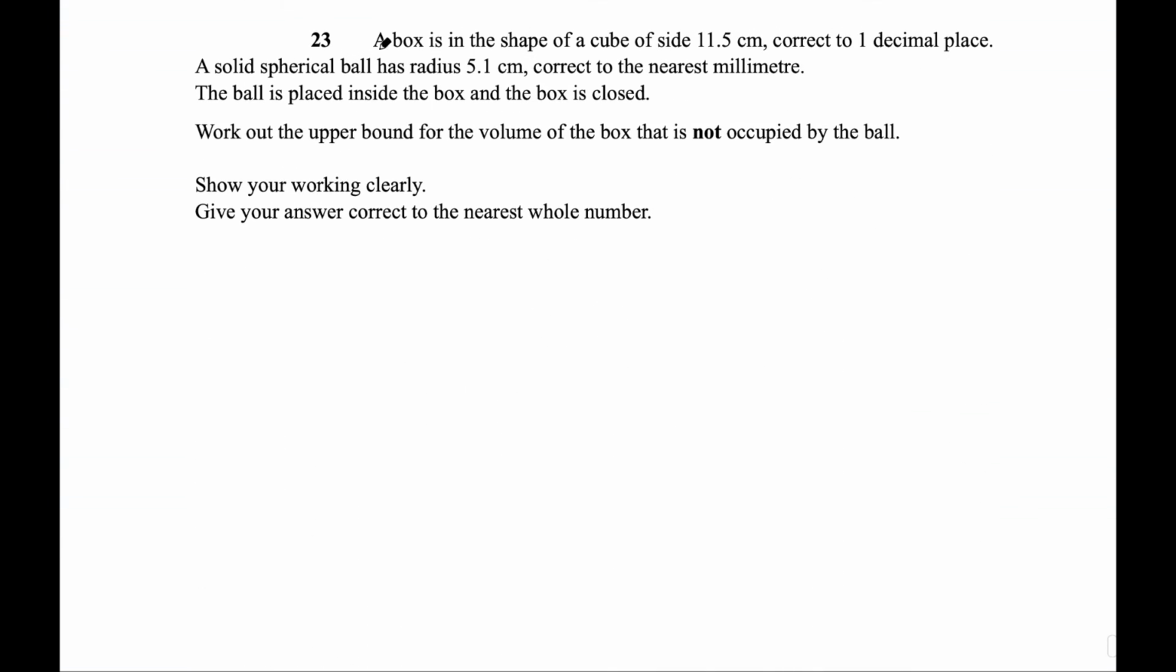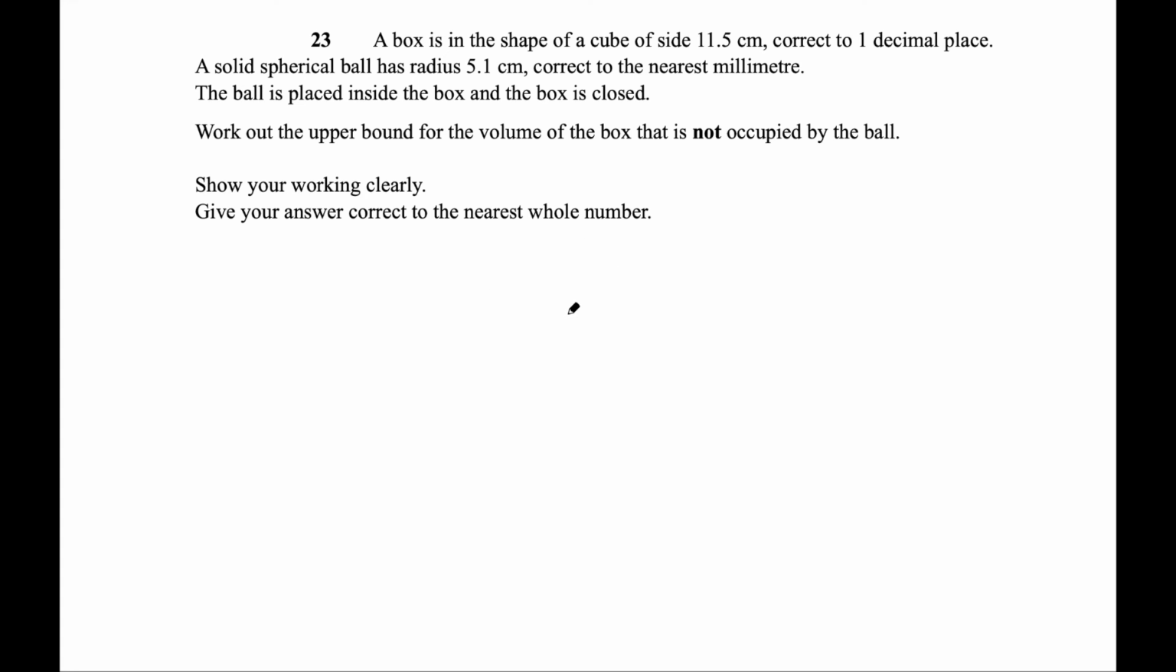On to question 23. Question 23 says a box is in the shape of a cube of side 11.5 centimeters, correct to 1 decimal place. A solid spherical ball has radius 5.1, correct to the nearest millimeter. The ball is placed inside the box and the box is closed. Work out the upper bound for the volume of the box that is not occupied by the ball. Show your working clearly. Give your answer correct to the nearest whole number.